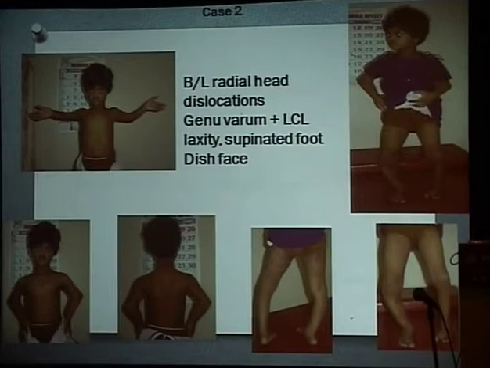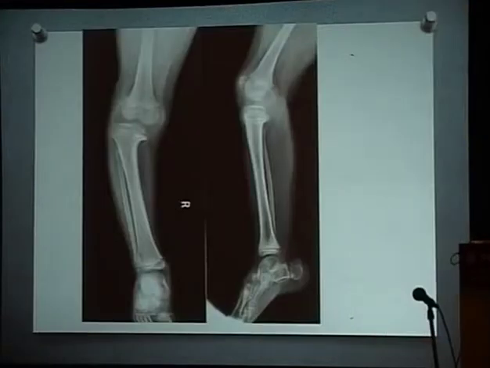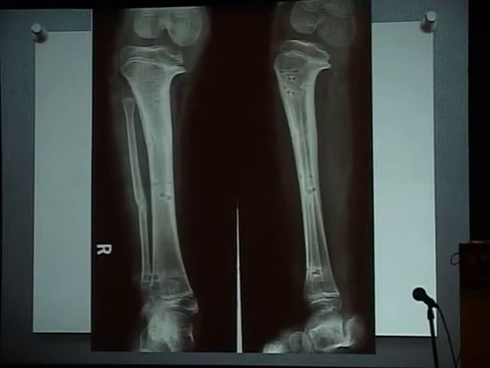This is a 4-year-old child. She has genu varum, lateral collateral laxity, supinated foot, bilateral radial head dislocation, and typically what is called a dish face. Anybody knows what syndrome this is? Can anybody tell me? Yes, this is a case of Larsen syndrome. In her, I corrected the genu varum by Ilizarov and I pulled the fibula down to correct her lateral collateral laxity.